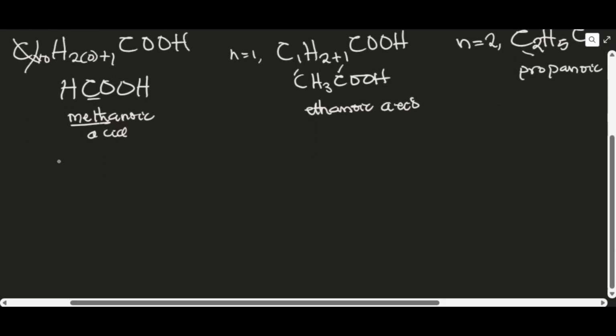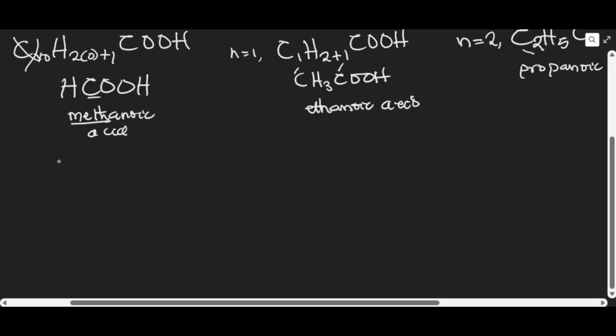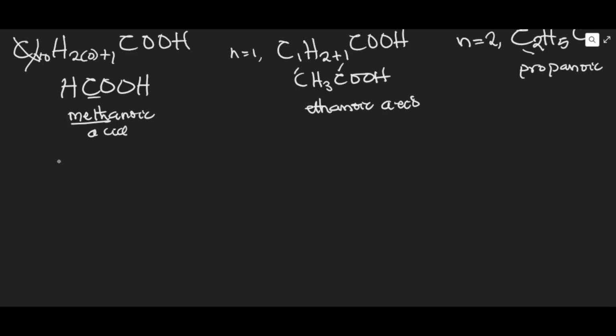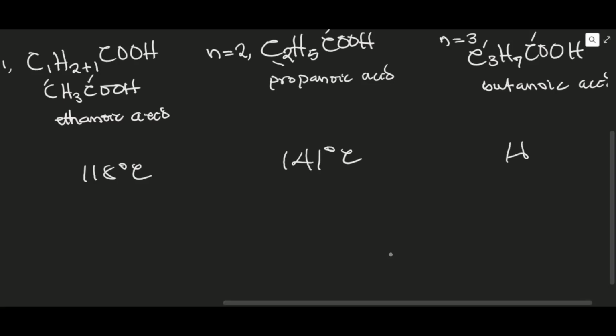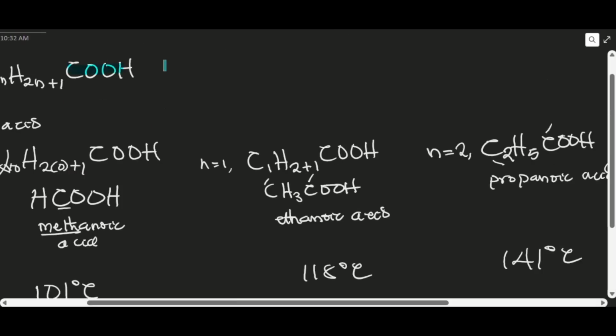Just like other families, the chain length increases from the smallest member of the family to the next and the next member of the family. In that case, the boiling point of methanoic acid will be the smallest compared to the rest of them. Methanoic acid is 101 degrees centigrade, then ethanoic acid is 118, and the next one, propanoic acid, is 141. And then the next is 164 degrees centigrade. Remember, the functional group is COOH.